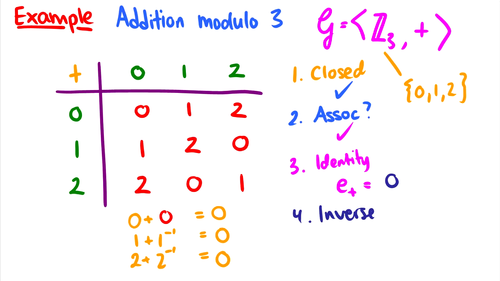0 plus 0 gives us 0. What about 1 plus 1 inverse? If we have 1, what takes us back to 0? Well, 2 takes us back to 0. So the inverse of 1 is going to be 2.